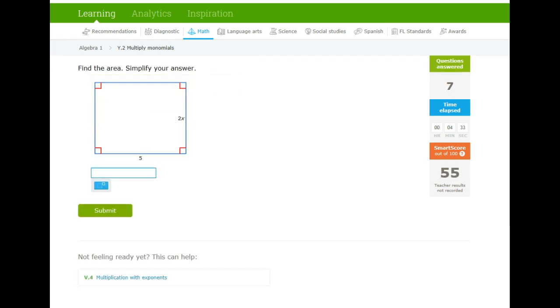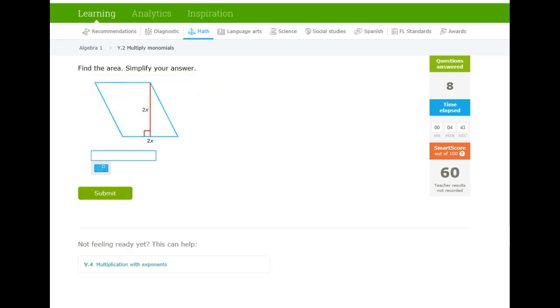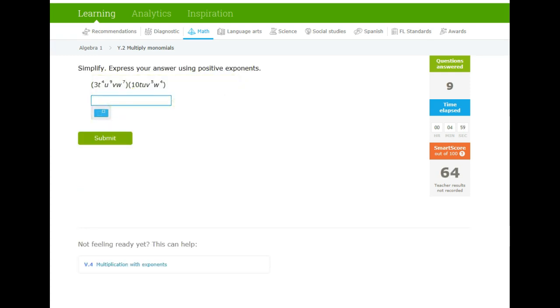And right here is another rectangle. So you have to multiply the base 5 times the height 2x, which is 10x. Don't forget the x. Right here is another parallelogram, so base times height, 2 times 2 is 4, x times x is x squared, for the simple reason that this x has exponent 1 and this x has exponent 1, so 1 plus 1 is 2, that's why it's x squared.